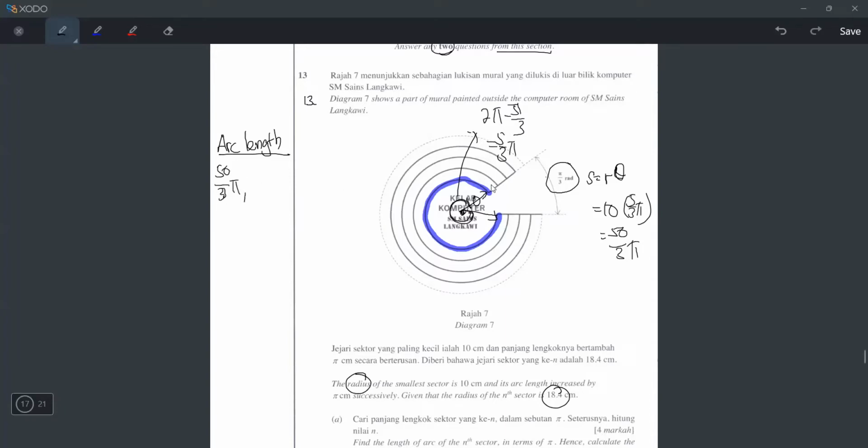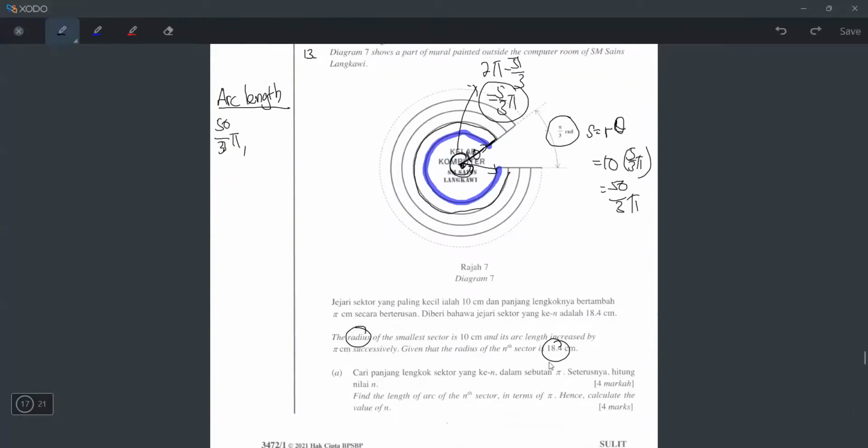But what about the second one? It won't be the same already because the radius increased already. The angle never increased. The angle still is 5 over 3 pi, but the radius is not 10 already, because you see that it's 10 and then longer already. But I don't know how much, but they say that the arc length increased by pi cm successively.